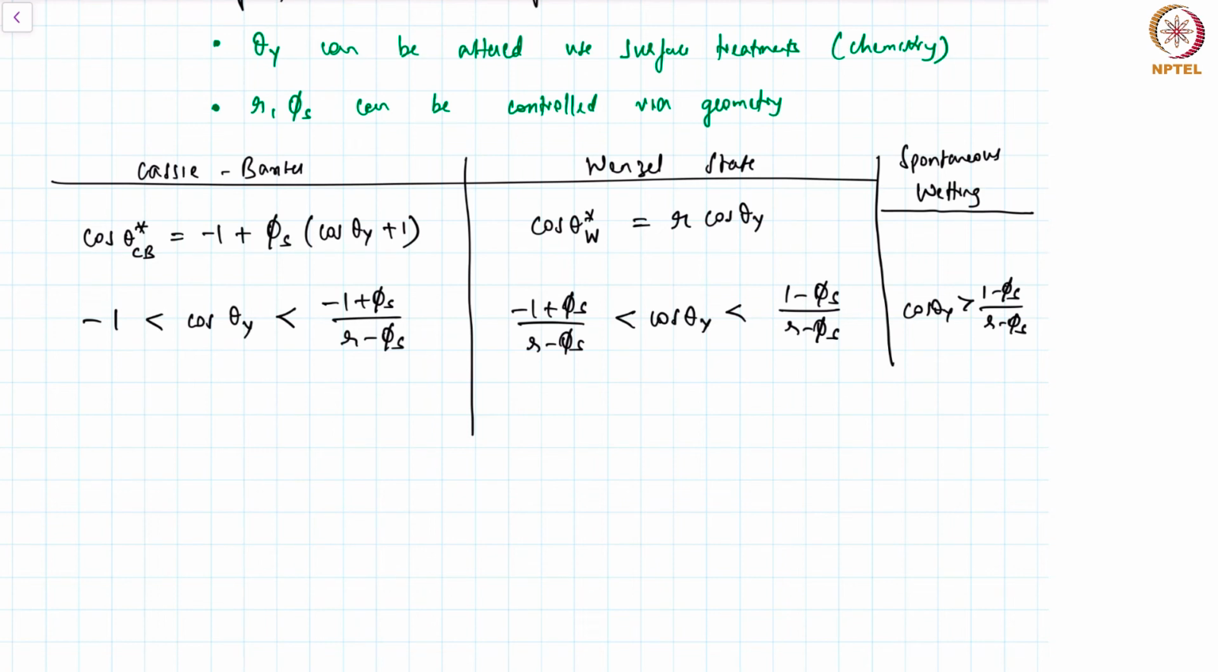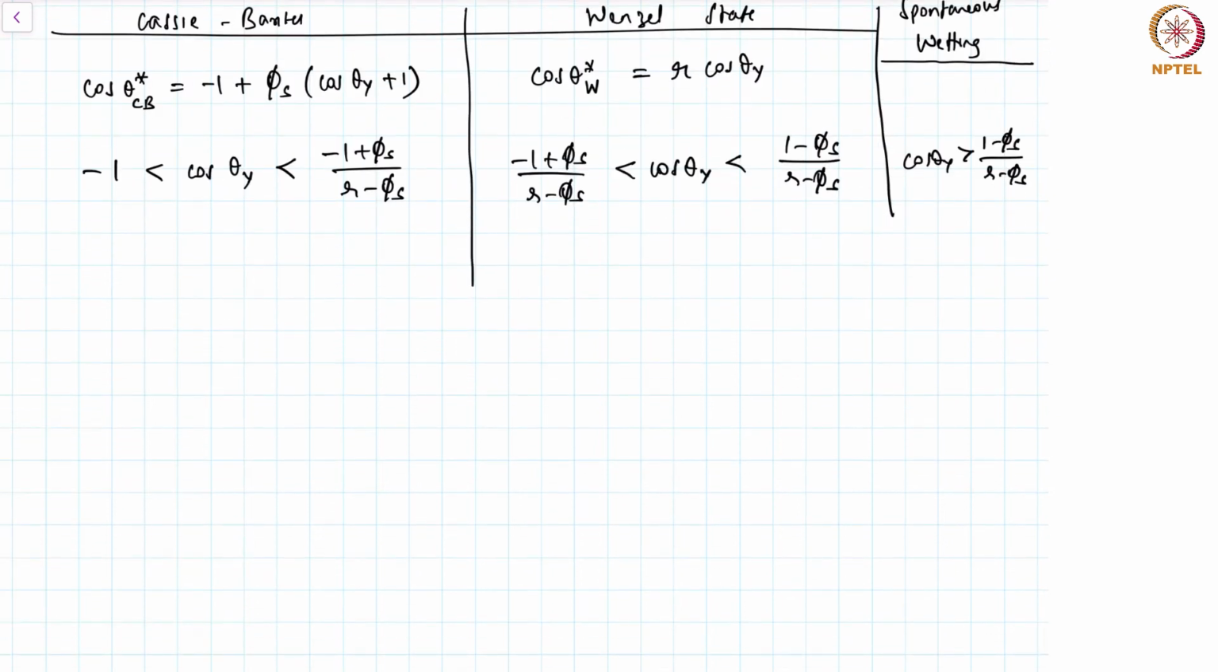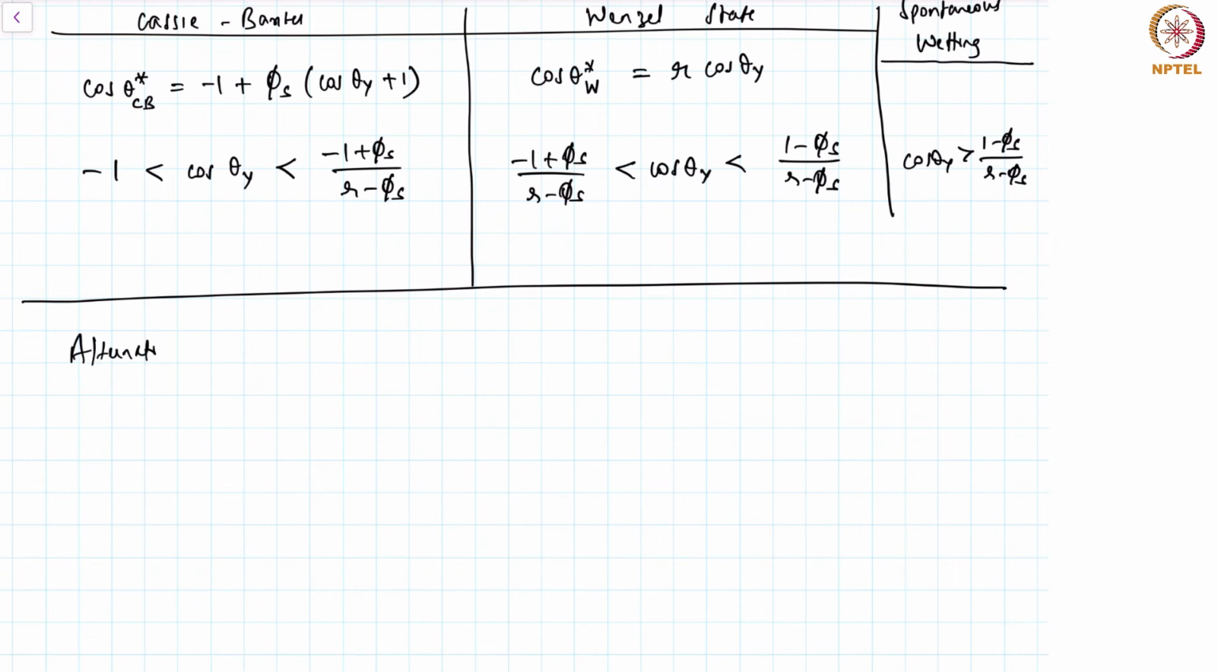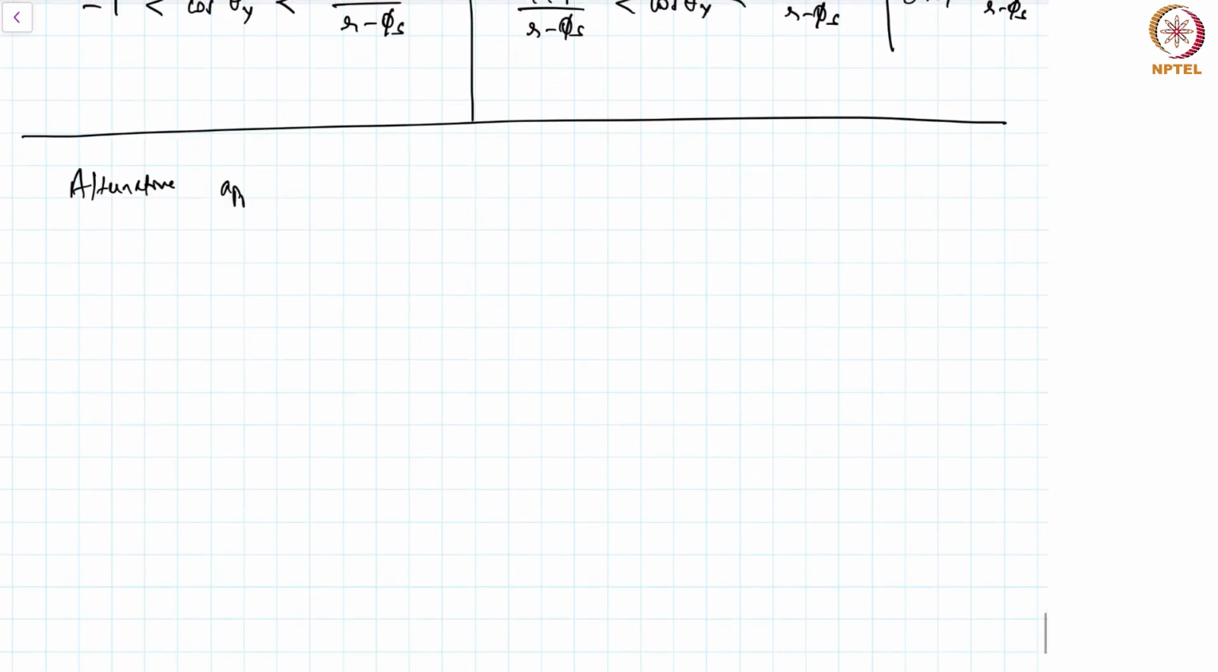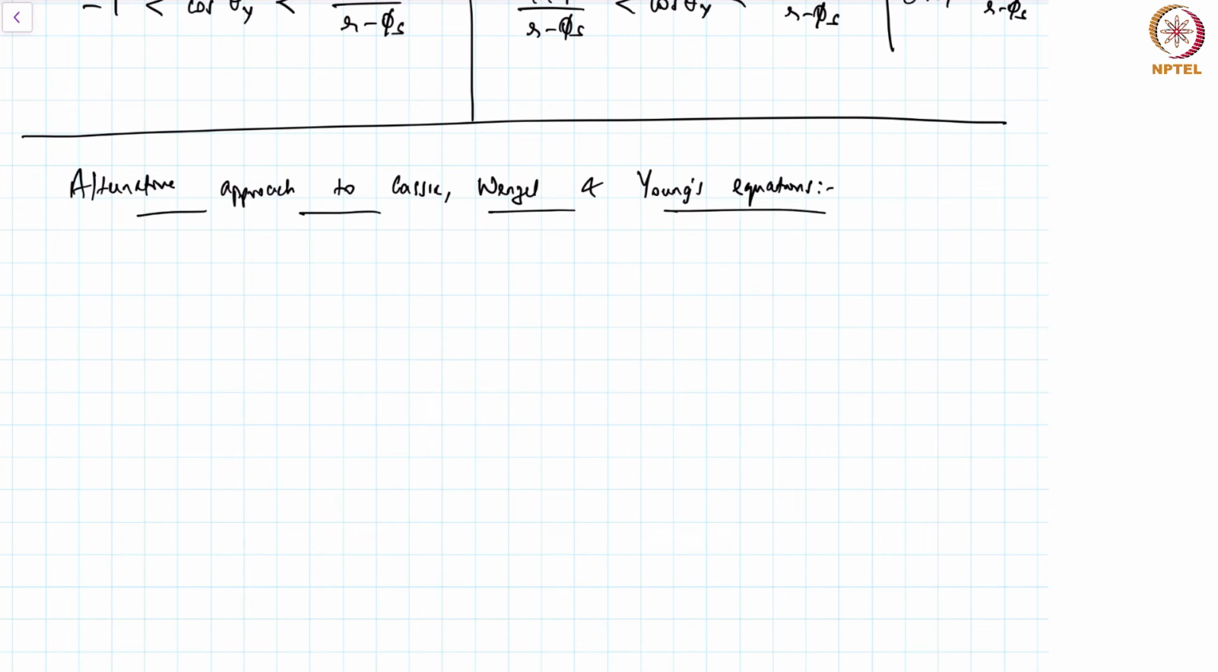I want to do one small extension of this analysis, and this is something that I'd like all of you to attempt as an assignment for the course. We can also have an alternative approach to the Cassie, Wenzel, and Young's equations. The idea of this alternate approach is something that we have already done for the Young's equation.